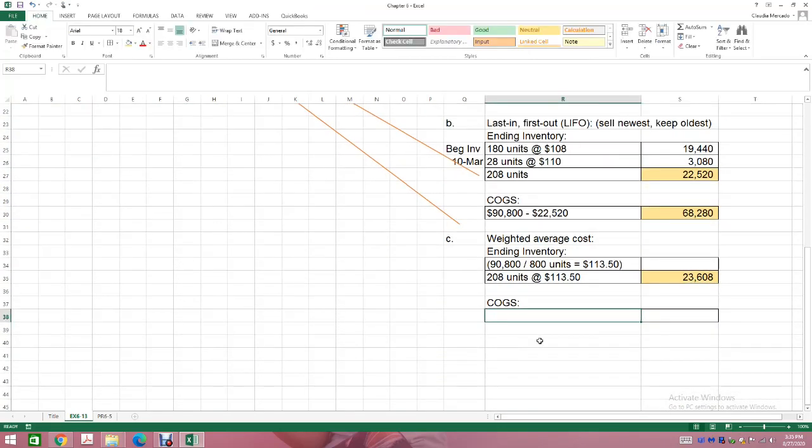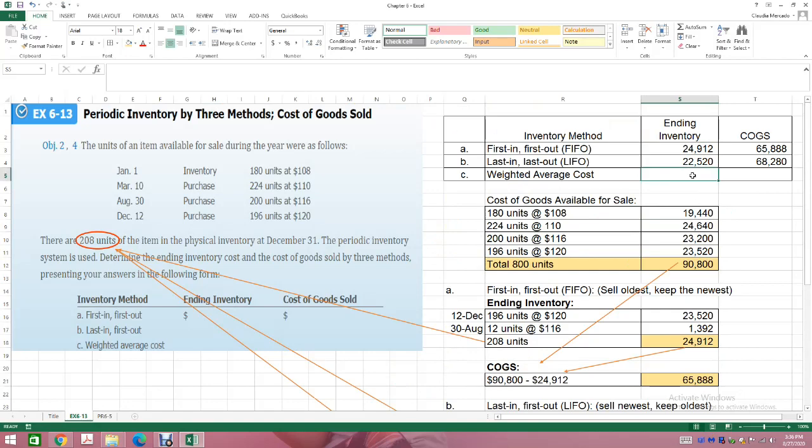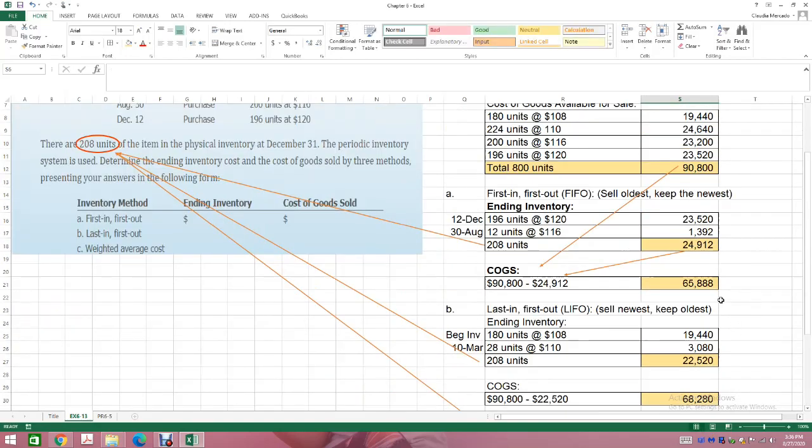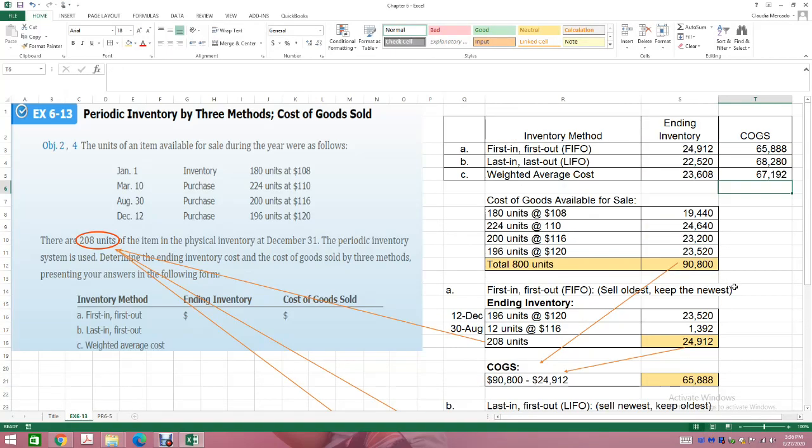Okay. Now for my cost of goods sold, once again, we're going to get our beginning cost, which was 90,800, and I'm going to subtract my ending inventory, which was 23,608. And that's going to give us 90,800 minus 23,608. That's going to give me 67,192. Okay. So now that I've calculated these numbers, I can plug them up over here, and I'm just going to link them right there. That way I don't transpose anything, because sometimes I make mistakes. Okay. So now we've completed the assignment.